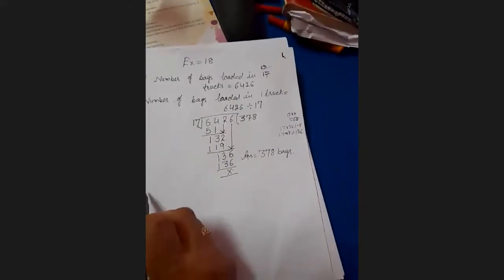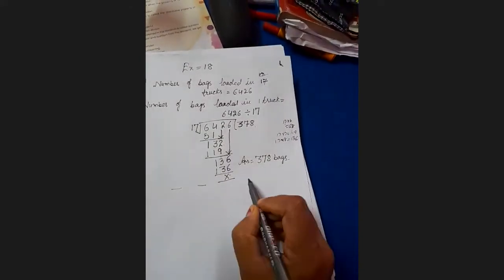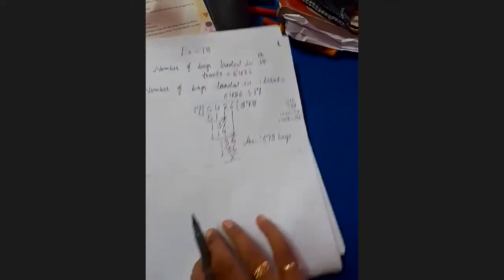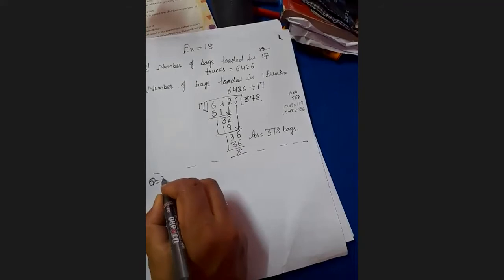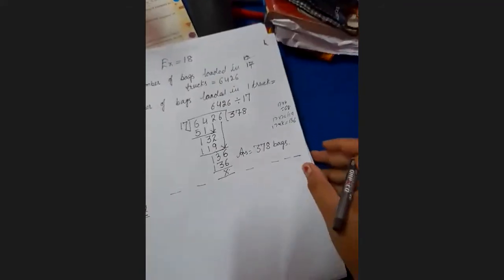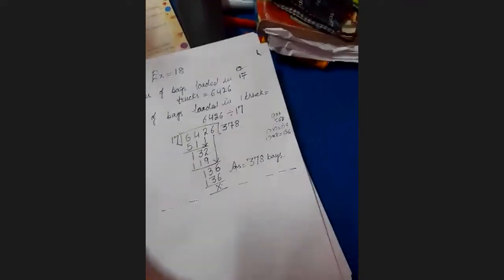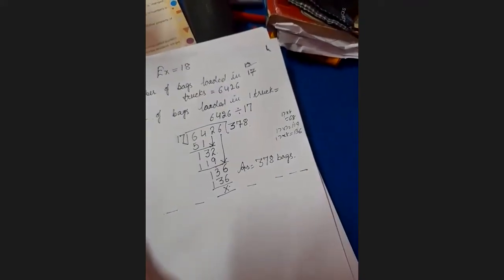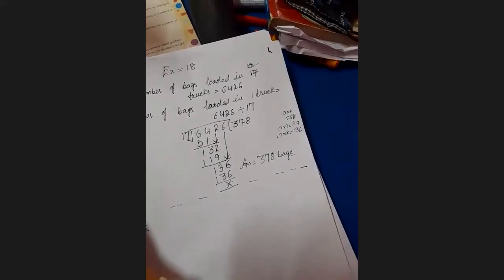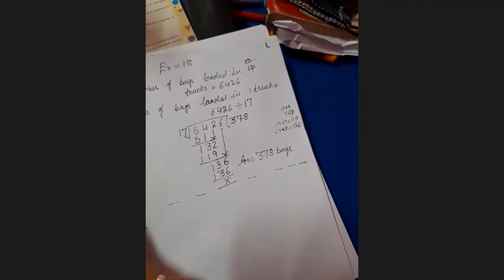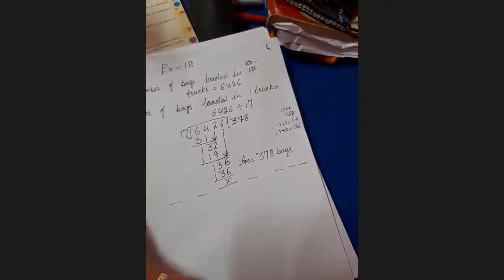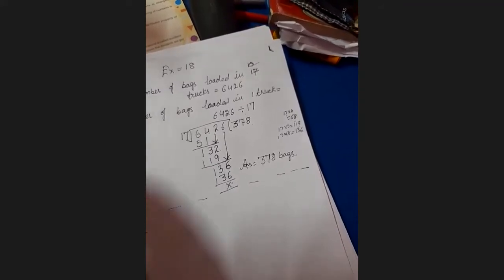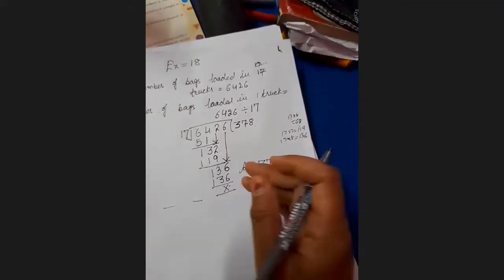Now, second question. 9,240 apples were packed equally in 35 boxes. Now find how many apples were packed in each box. Yes, friends, with this statement, in 35 boxes we have 9,240 apples. Now find how many apples were there in one box.